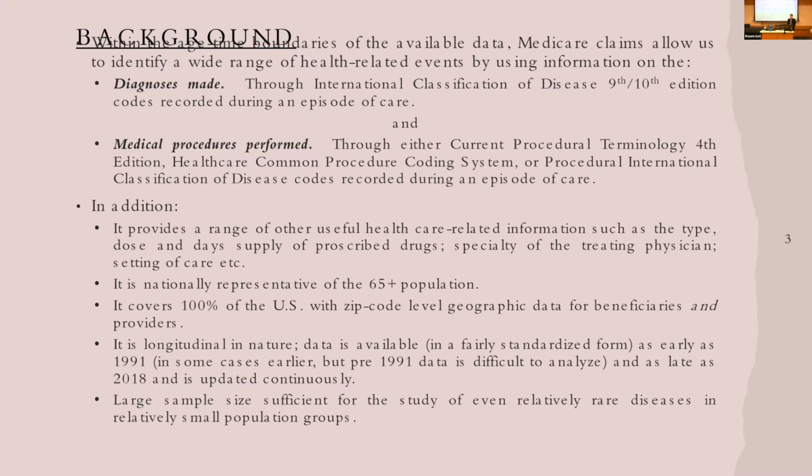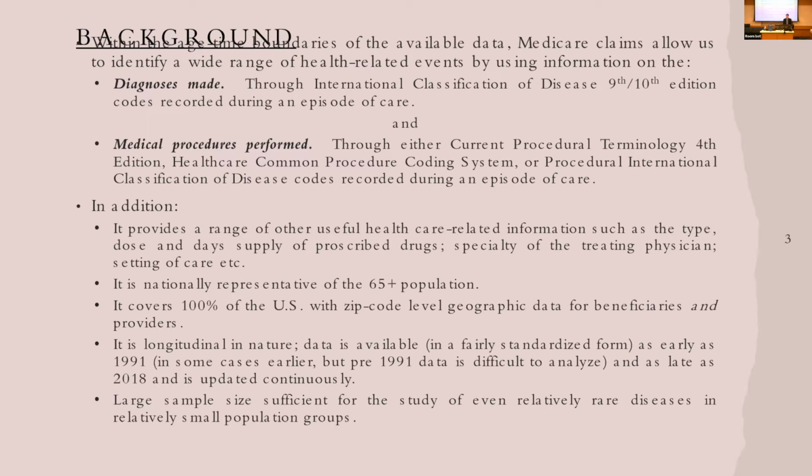Now, in addition, it provides a range of other useful healthcare related information, such as the type, dose, and days supply of prescribed drugs. This comes from Part D, the specialty of the treating physician and the setting of care. You can study ambulance services, anesthesia times, all sorts of useful things are available. It's nationally representative of the 65+ population, which is great for us in studying Alzheimer's. It covers 100% of the United States with zip code level geographic data for both beneficiaries and for providers, which again allows us to leverage different sources of data that can be aggregated at the zip code level.